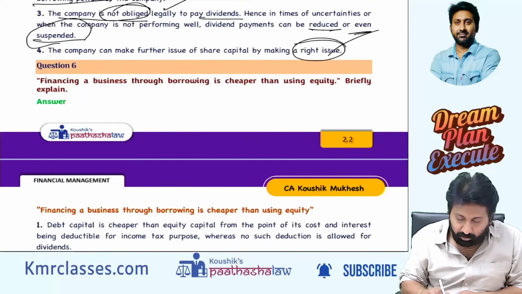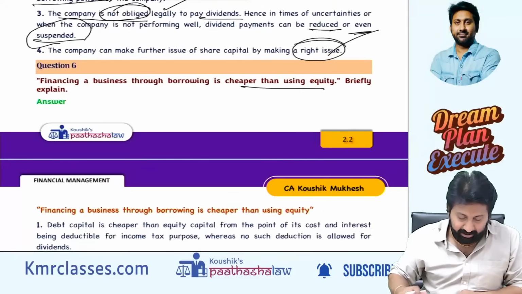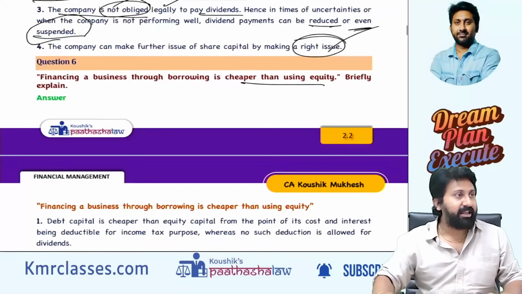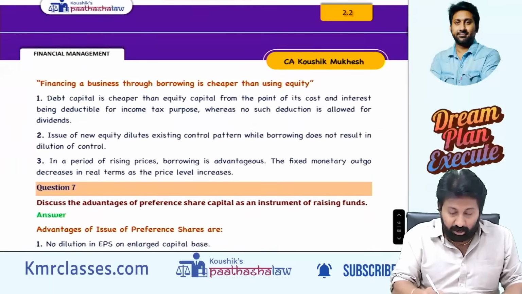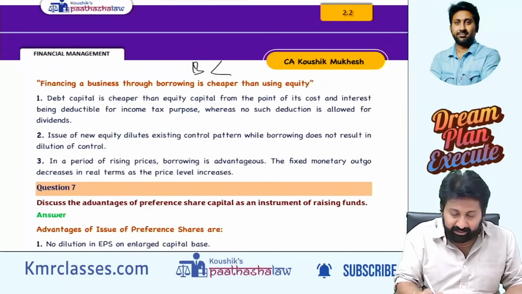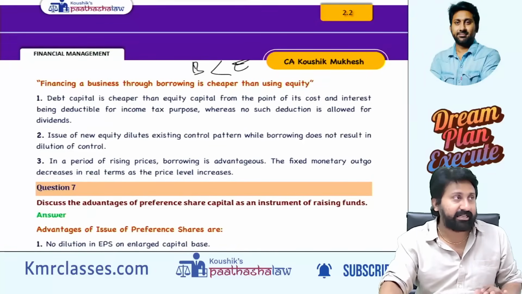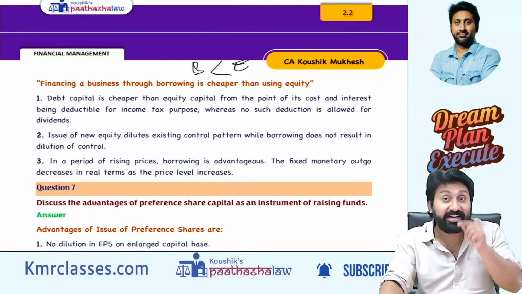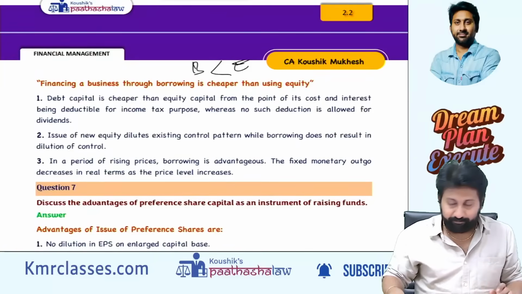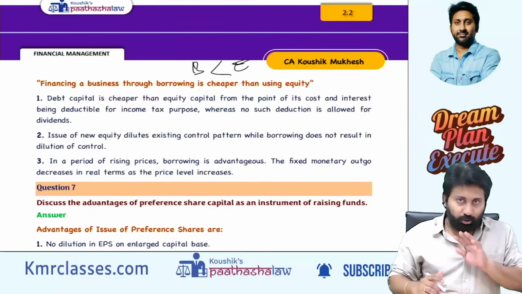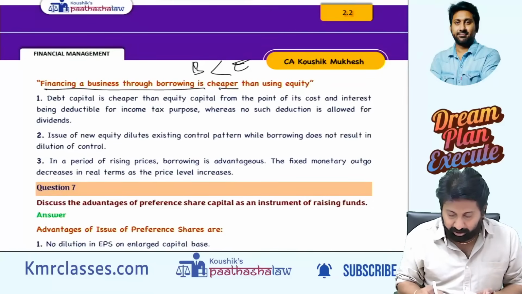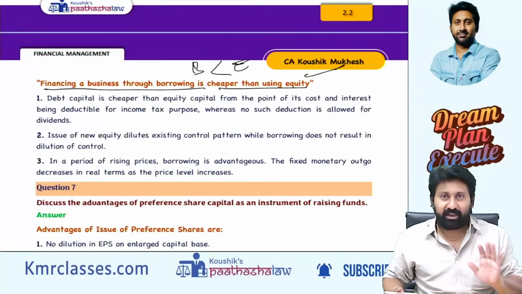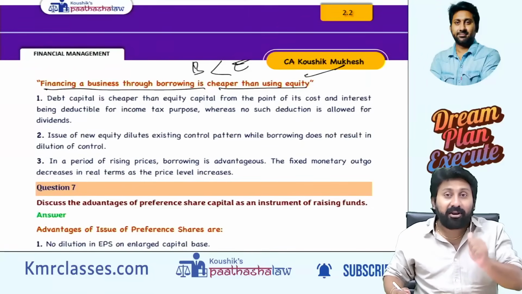Financing a business through borrowing is cheaper than equity. Briefly explain. So what he is asking is whether borrowing is cheaper than equity. Capital structure theories we will discuss in depth for 1 hour. Okay, let's see. First thing, yes, true. Financing a business through borrowing is cheaper than using equity, 100%. Why is borrowing always cheaper?